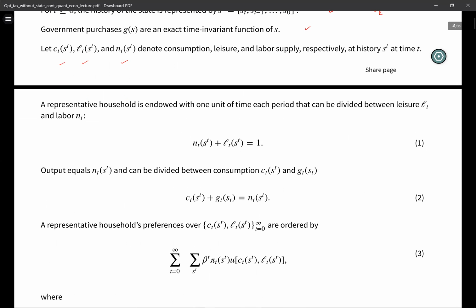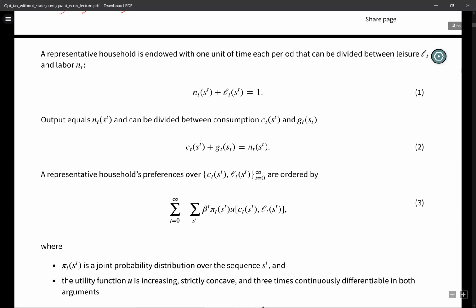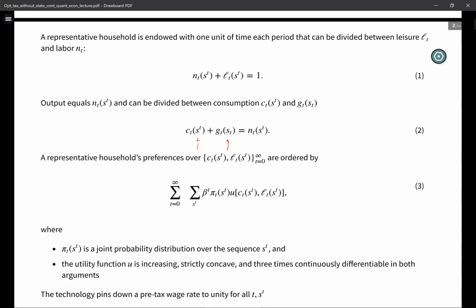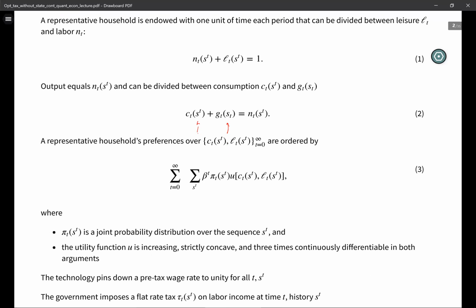There's going to be a representative agent, just like in Lucas and Stokey. This is all a reminder. It's going to be able to divide one unit of time each period between labor and leisure. Output is going to be equal to the amount of labor that the representative household supplies, and it can be divided between consumption c_t and government expenditures g_t. Just like Lucas and Stokey did, we're going to make government expenditures a function of the Markov state. Actually, we're even going to make this a time-invariant function of the Markov state in the work that we do.